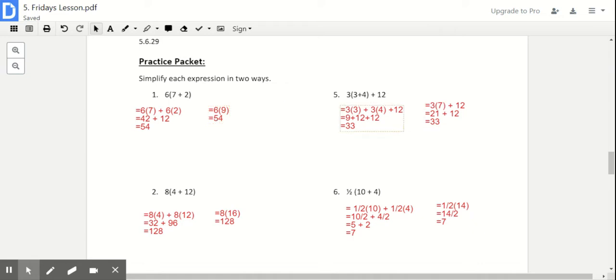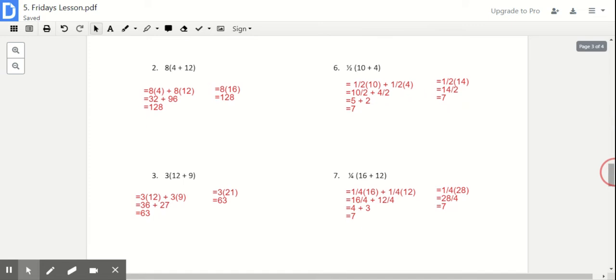All right. Let's go to number 5. Okay. So we have 3 times (3 plus 4) plus 12. So of course, distributive property is only the value that's connected right before the parentheses, not what's added on in the end. So 3 times 3 plus 3 times 4 plus 12. So we have 9 plus 12 plus 12 equals 33. Or if we simplify what was in the parentheses first, we have 3 times 7 plus 12, which is 21 plus 12 equals 33.